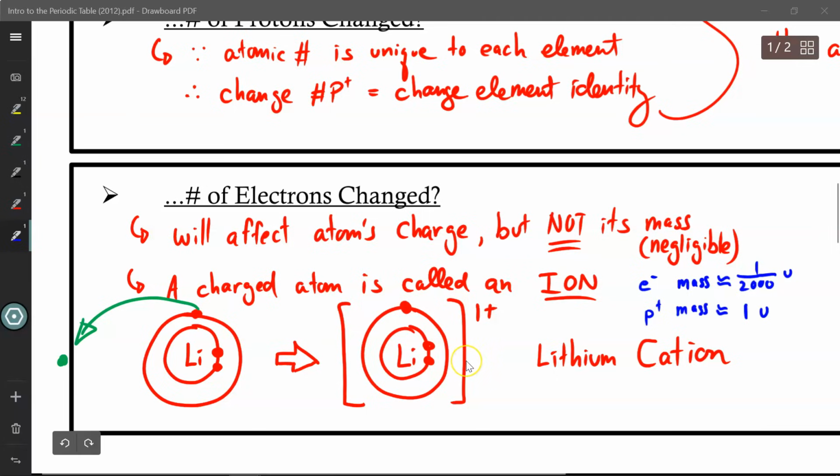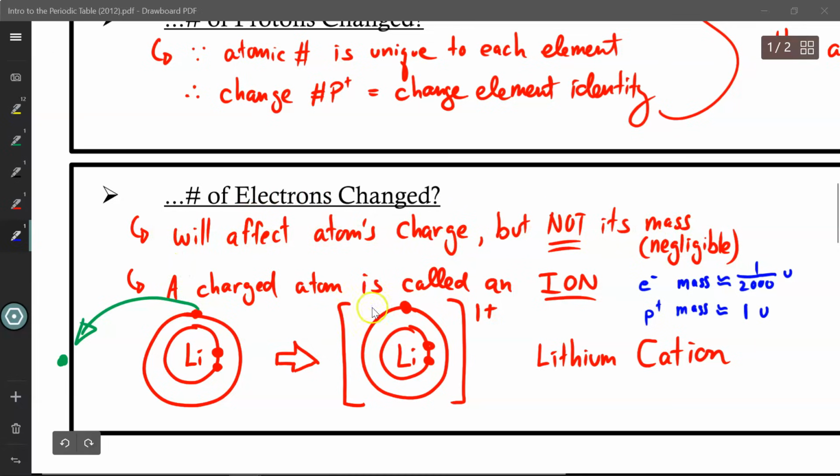That would be like trying to lose weight by getting a haircut. I mean, yeah, technically you're losing the mass of your hair, but the mass of your hair is typically negligible in comparison to the mass of the rest of your body. Anyway, just remember that changing the number of electrons will affect the atom's charge, but not really its mass.